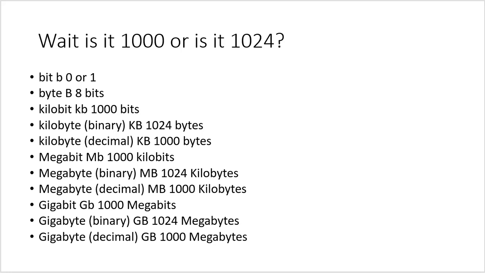So, a bit is a 0 or a 1. A byte is 8 bits. A kilobit is 1,000 bits. A kilobyte in binary is 1,024 bytes. A kilobyte expressed in decimal is 1,000 bytes. From kilobytes, we go on to megabits and bytes. Right? A megabit is 1,000 kilobits. A megabyte is 1024 kilobytes in binary. A megabyte is 1,000 kilobytes in decimal. And from mega, that sequence repeats in gigabits.